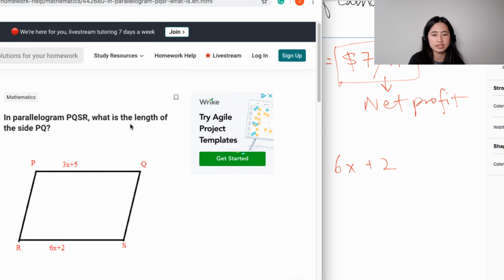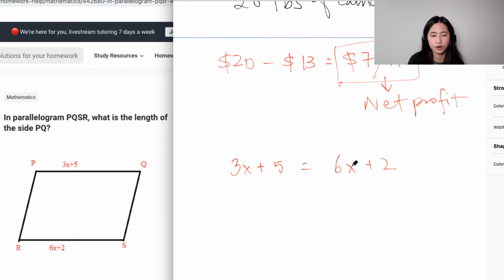The whole point is to look for the length of PQ. So you have to solve for x first, and then substitute that into 3x + 5 to get the measurement for PQ. If you move the 3x to the opposite side, you get 3x, and if you move the 2 over, you get positive 3, because 5 minus 2 is 3. Dividing both sides by 3, you get x equals 1.